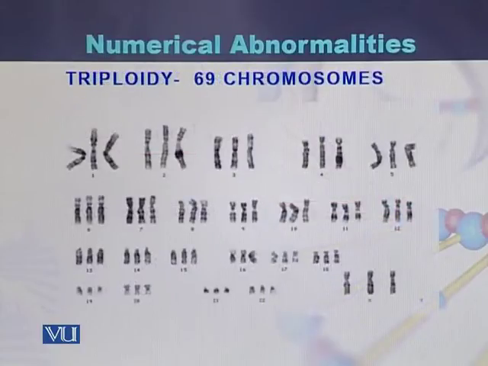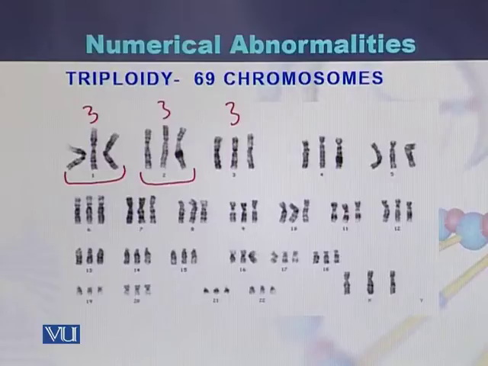There is a third type which also represents numerical abnormalities. In that case, the phenomenon is called triploidy. Triploidy is a phenomenon when each set of chromosomes is in the form of three chromosomes instead of two. We can see here that there are three chromosomes per set. This is the first chromosome pair. These are the three. These are the three. If there are three chromosomes per set, such a phenomenon is called triploidy. Triploidy is also an example of numerical abnormalities.